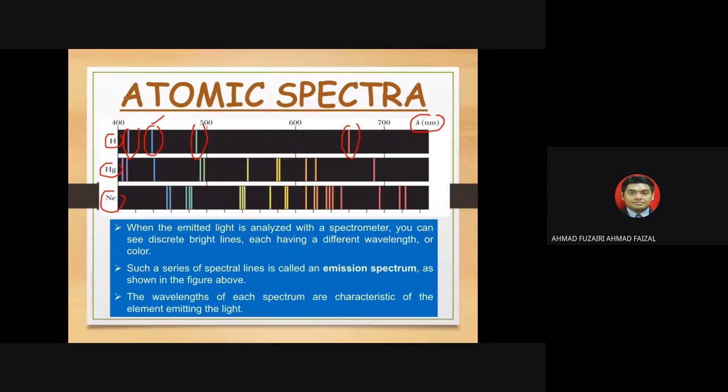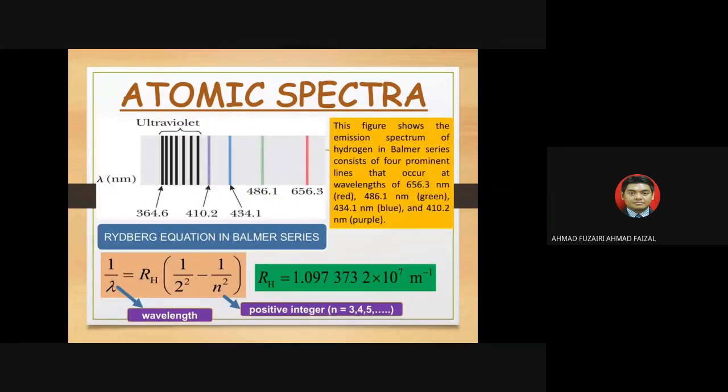So as a conclusion, we can say that the wavelengths of each spectrum are characteristic of the element emitting the light. Every single atom is capable of emitting electromagnetic radiation. The discrete line spectrum of an atom basically describes all the wavelengths of light that are emitted by that particular atom. And the hydrogen atom produces a discrete line spectrum in the visible light region that seems to follow some type of pattern, as you can see from this figure.